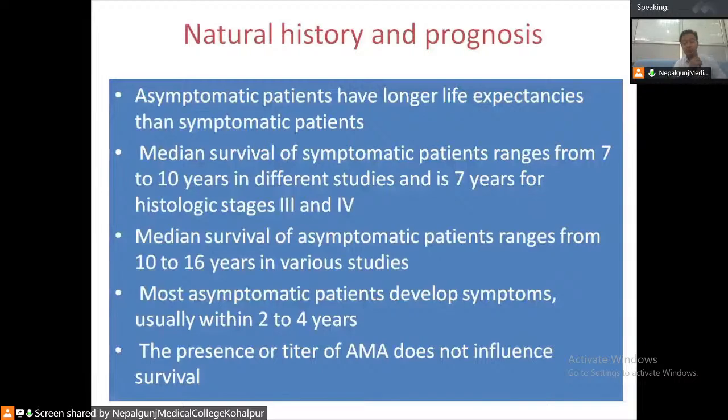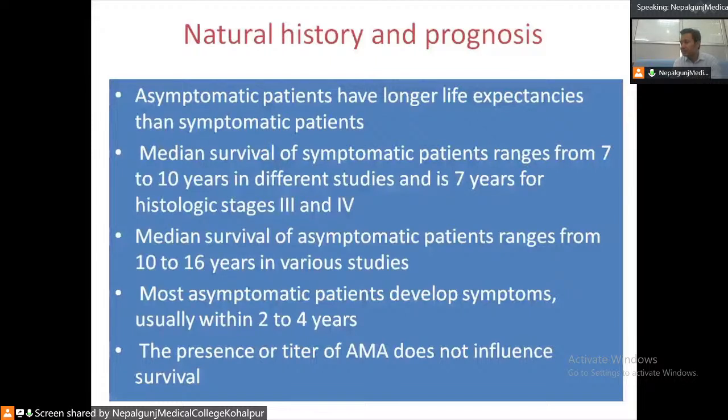Now, natural history. The poor prognostic factors I have told you. Regarding natural history, you know there is silent, asymptomatic disease and symptomatic disease. This is the prognosis. If the patient is asymptomatic, the survival is good. If the patient is symptomatic, the median survival is on average 7 to 10 years in different studies, and 7 years for histology stage 3 and 4. The average survival in the symptomatic cases is 7 to 10 years.